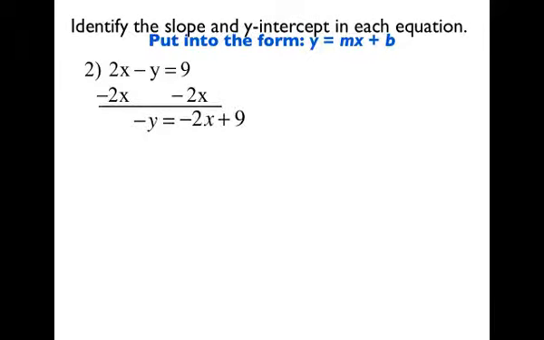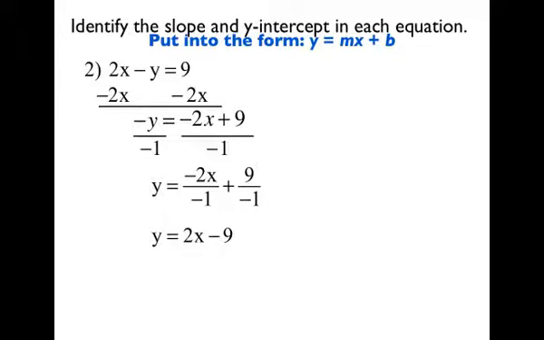Again, you cannot combine those. They're not like terms. Please don't do that. How am I going to get rid of that minus sign? Think of there being a 1 in front of it, and we're going to divide both sides by negative 1. That'll give us negative 2x divided by negative 1 plus 9 divided by negative 1, which simplifies to y equals 2x minus 9. What's my slope? 2. What's my y-intercept? Negative 9. And there's our answer.